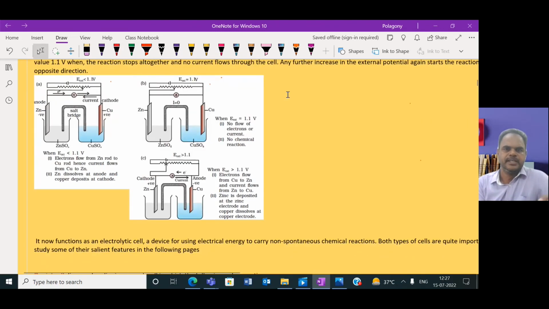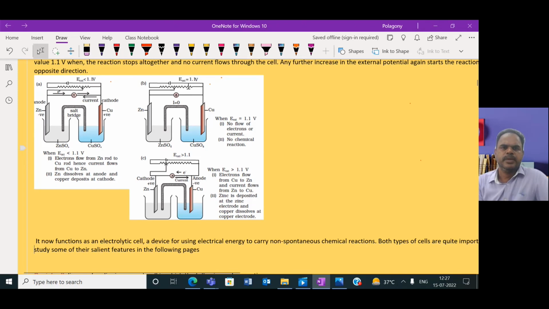Let us discuss what happens when the external voltage is less than 1.1 V. When the external voltage is less than 1.1 V, it remains like an electrochemical cell, a galvanic cell only. The electrons flow from zinc to copper, the zinc dissolves at the anode and the copper deposits at the cathode. So it is a purely galvanic cell, we say.